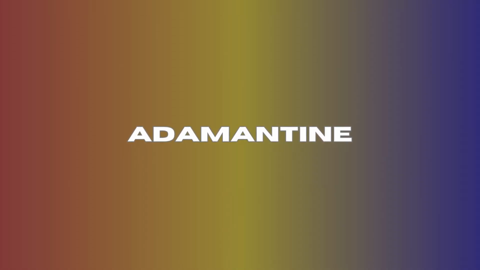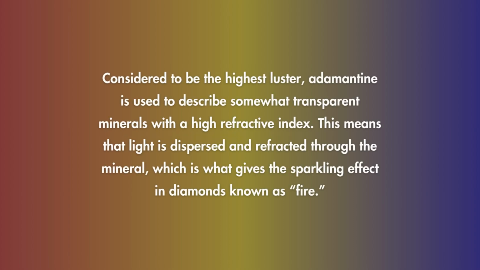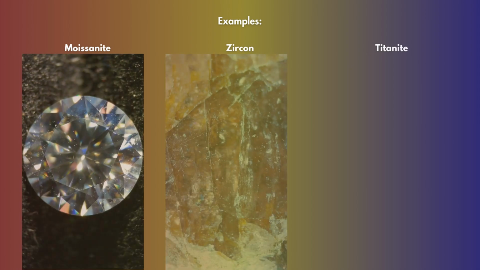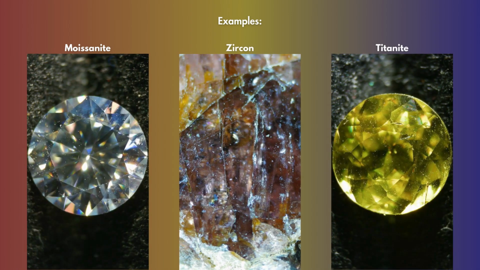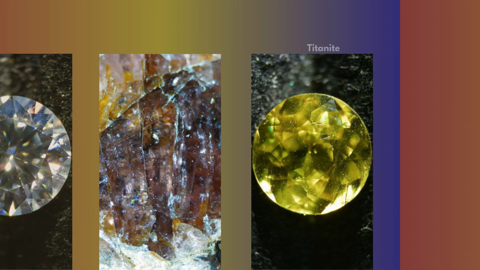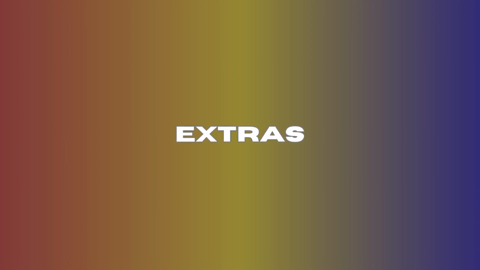And lastly, adamantine. Considered to be the highest luster, adamantine is used to describe somewhat transparent minerals with a high refractive index. This means that light is dispersed and refracted through the mineral, which is what gives the sparkling effect in diamonds known as fire. Some examples of an adamantine luster include moissanite, zircon, and titanite, although this titanite might actually be subadamantine, but it's just in here. And now for some extras.